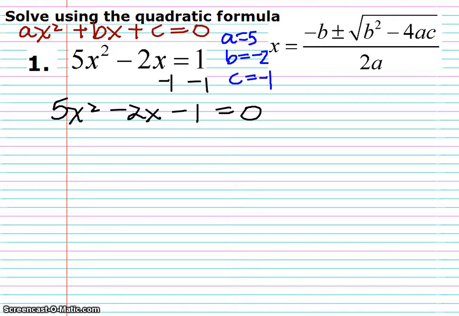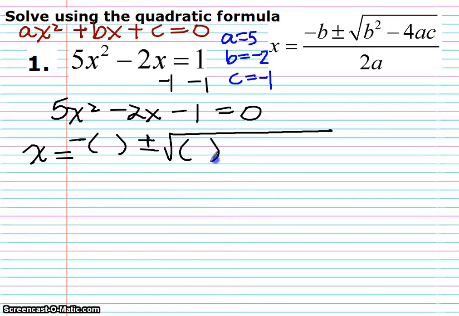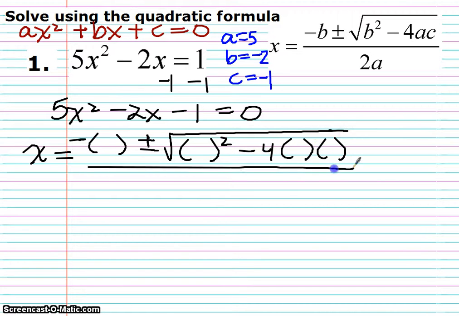All right, so we're going to go ahead and plug those into our formula. And we get x equals, we'll just do some parentheses, negative, parentheses, plus or minus, the square root of, parentheses squared minus 4, parentheses, parentheses, over 2 parentheses. So this is b, and b is negative 2. So we're going to get negative 2 right here, and b squared, negative 2, and a is 5, and c is negative 1, and a is 5.